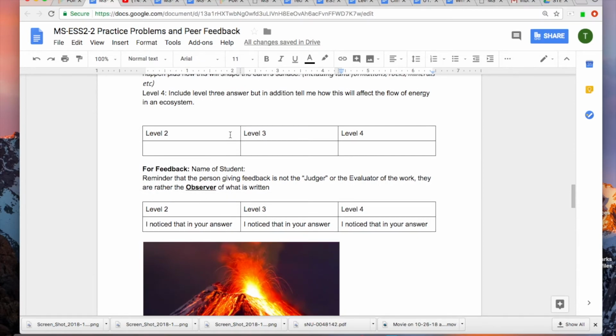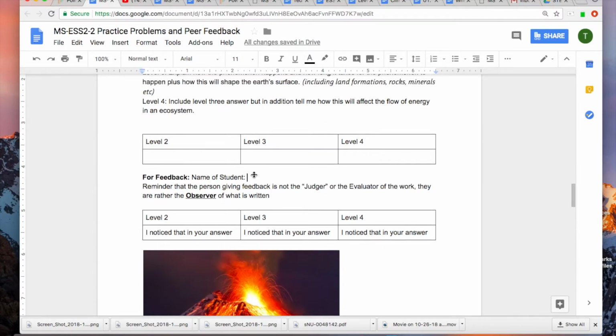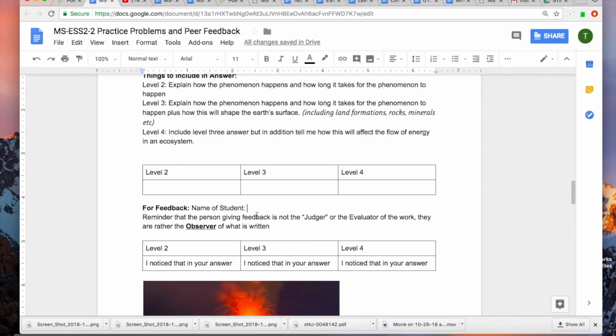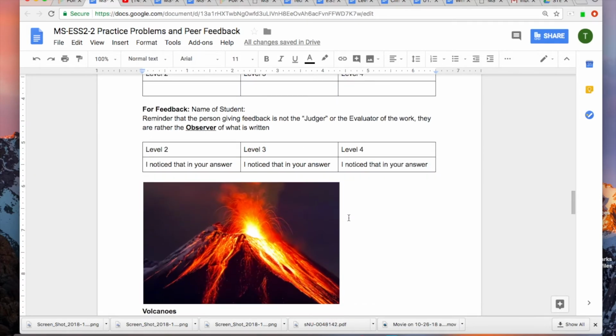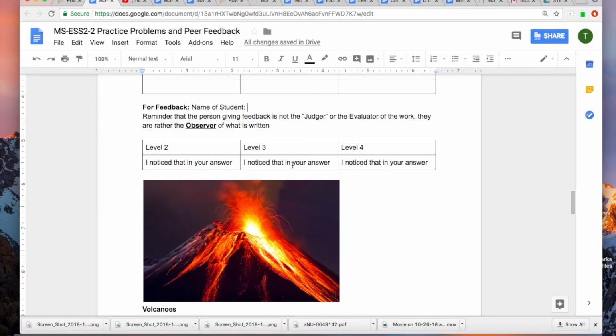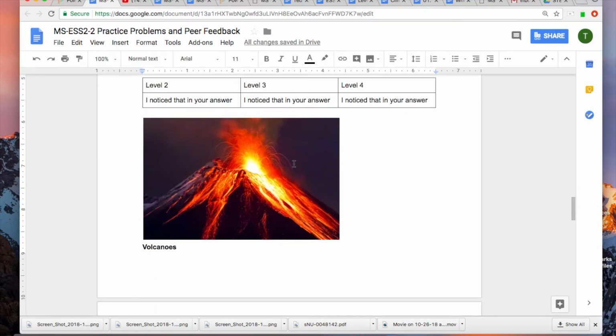This section says once you write in your answer, you must get somebody in your group to give you feedback. Okay? The feedback, you put the student's name here, and then if they did a level 2 answer, the feedback should go here in the level 2 box. I noticed that in your answer. Okay? If they did a level 3, put the feedback here. A level 4, put the feedback here. Please write the feedback out. Do not tell them the feedback. We want to see that you got written feedback.